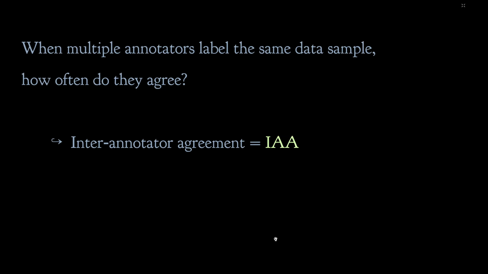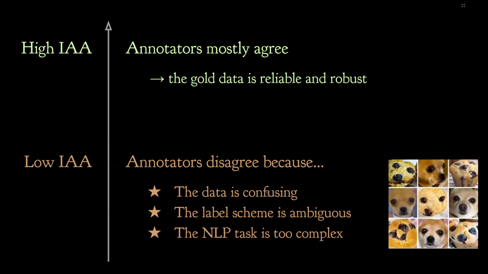So typically what you would do here is you would assign multiple annotators to label the same data samples as we've just done here. I think we had about 10 annotators sort of in parallel labeling these data samples and looking at how often they agree. And this is what we call inter-annotator agreements, or IAA. And this is a super interesting value to have.